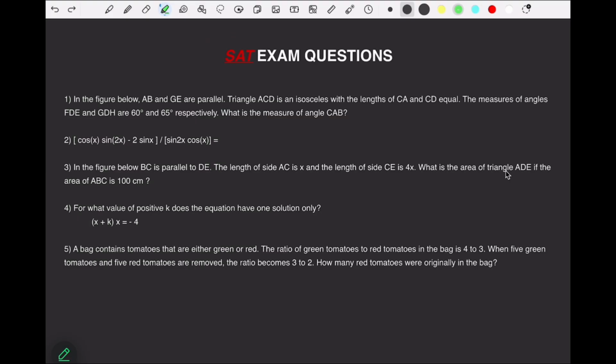Hello everyone, today we are going to solve some interesting questions from the SAT exam. These 5 questions are from different topics.